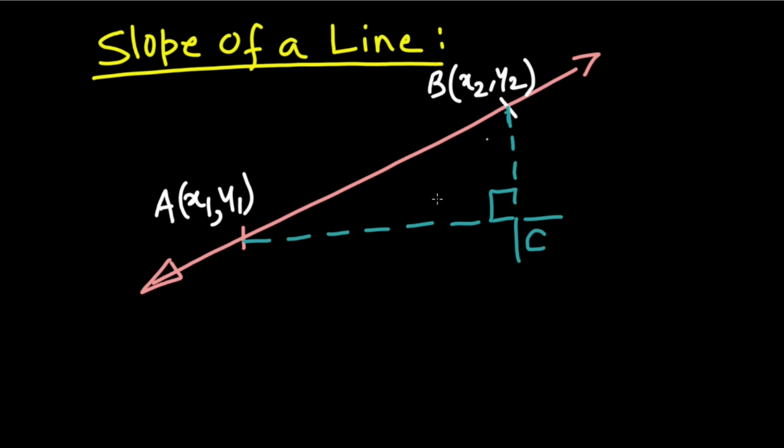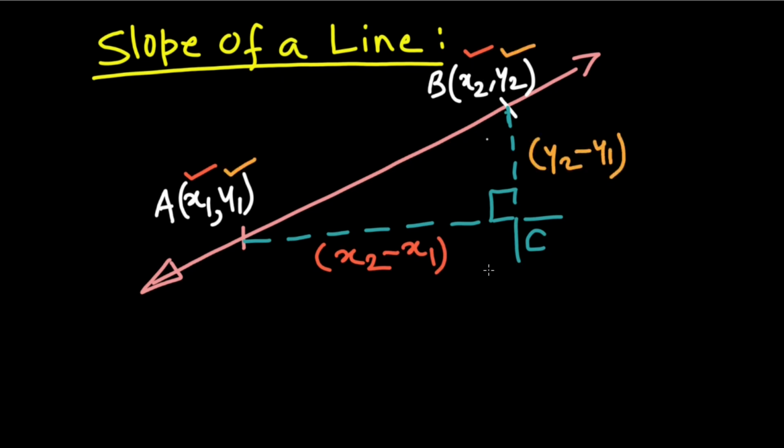Distance AC will be x2 minus x1. So AC is x2 minus x1. Distance BC will be y2 minus y1. Line AB makes an angle of theta degrees with the horizontal line AC, that is with the x-axis. So this angle is known as inclination. The angle made by any line with the positive x-axis is known as its inclination. So here theta is the inclination.